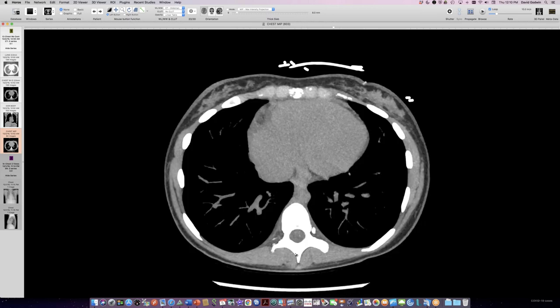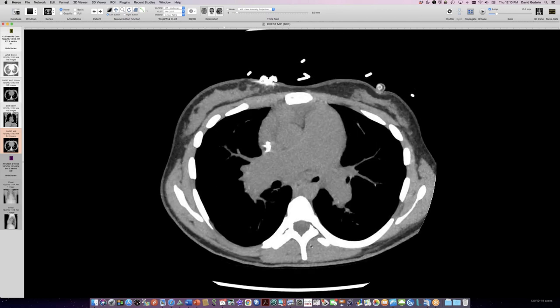Let's look at her mediastinum, because she does have a big right heart and very big pulmonary artery centrally.